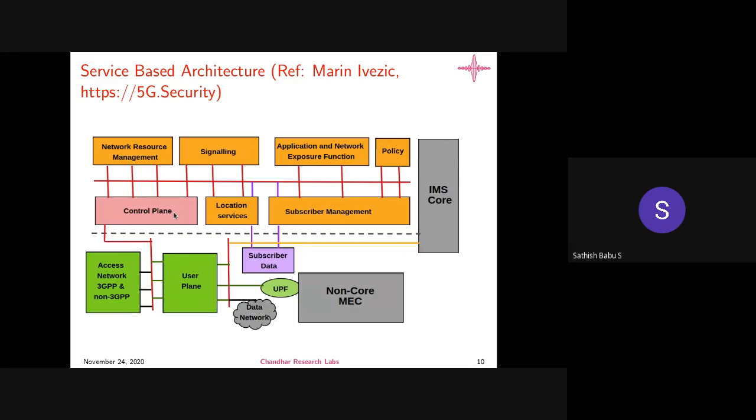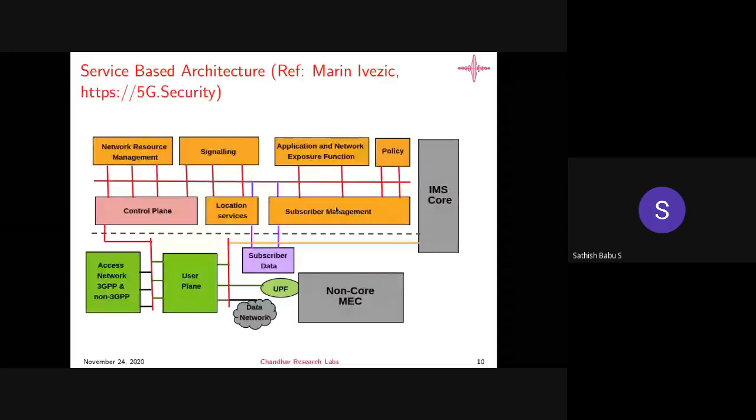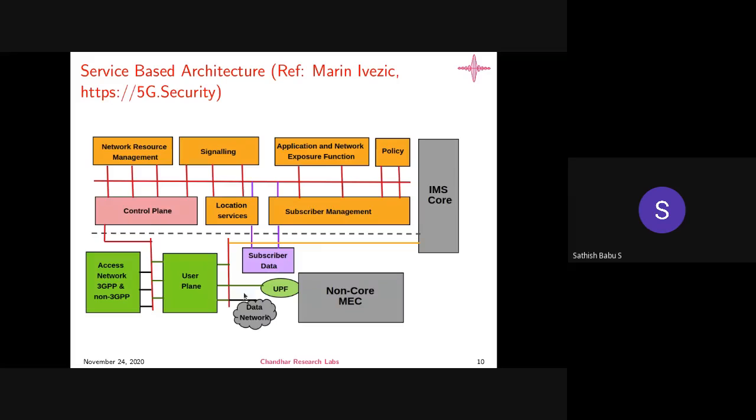So suppose the user's identity has to be verified, then subscriber management will initiate that. It will send a request to the control plane. If somebody is requesting subscriber management, it will verify the information of that particular user, then send the reply to the control plane, which will be sent to the person. Or else, if there is some dynamic policy, regarding what type of network connections you are using or what your charging functions are, then that particular function will communicate with the control plane through the service based interface.